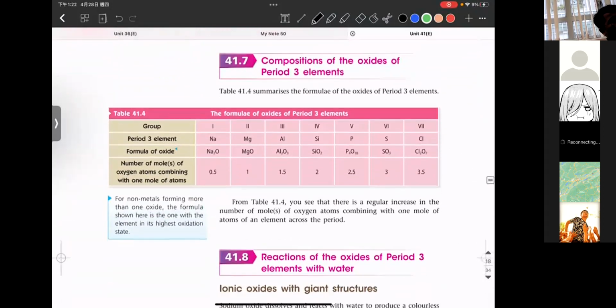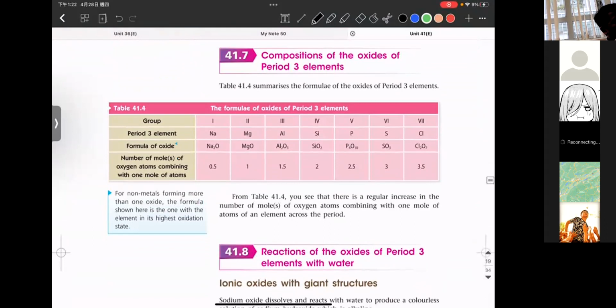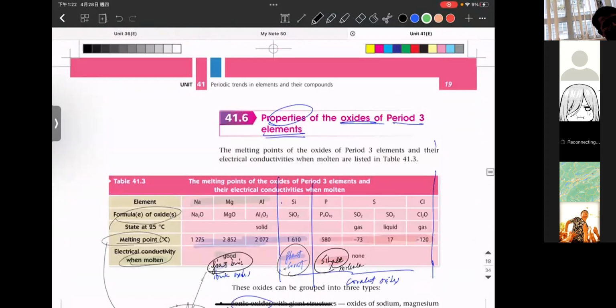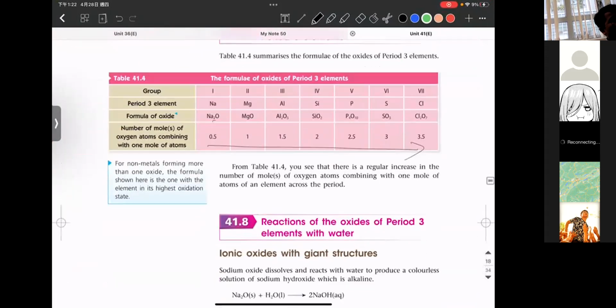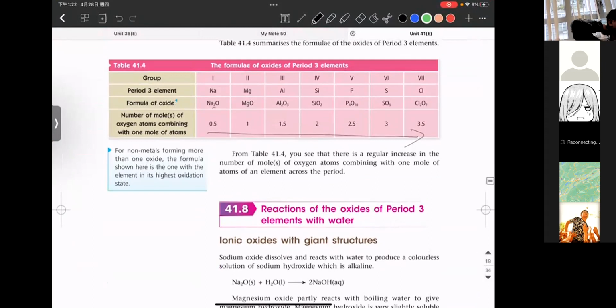Third, the composition of the oxides. It appears in three elements. So you may find the trend from Na2O to Cl2O7. What can be concluded is that the average number of oxygen atoms combining with one atom of the element has a higher trend. Can you see that? Higher trend. So for sodium, per sodium atom to form the oxide, it would have 0.5 oxygen atoms connected to it. But for chlorine, it will rise to the maximum of 3.5.